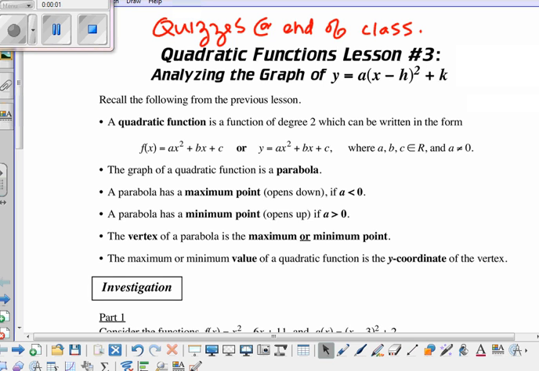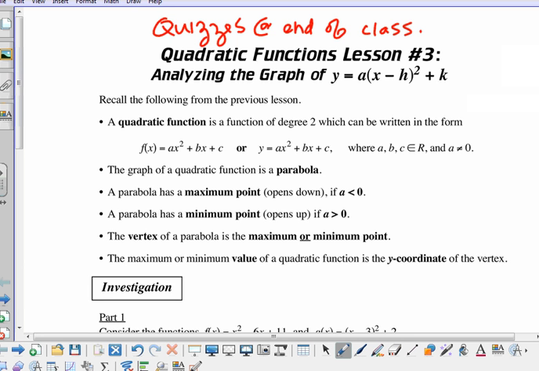So lesson 3 is analyzing the graph y equals a times, in brackets, x minus h squared plus k. This is a whole new formula today, but it's still a quadratic formula. So last day, let's just review what we learned last day.